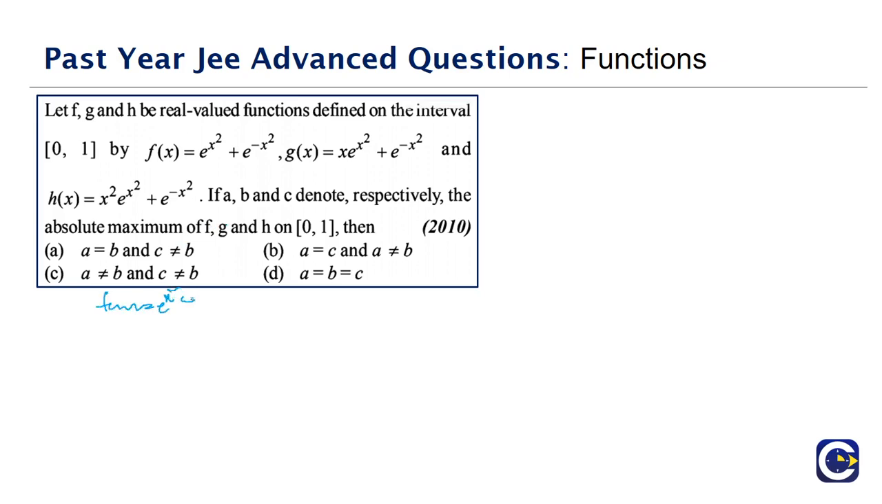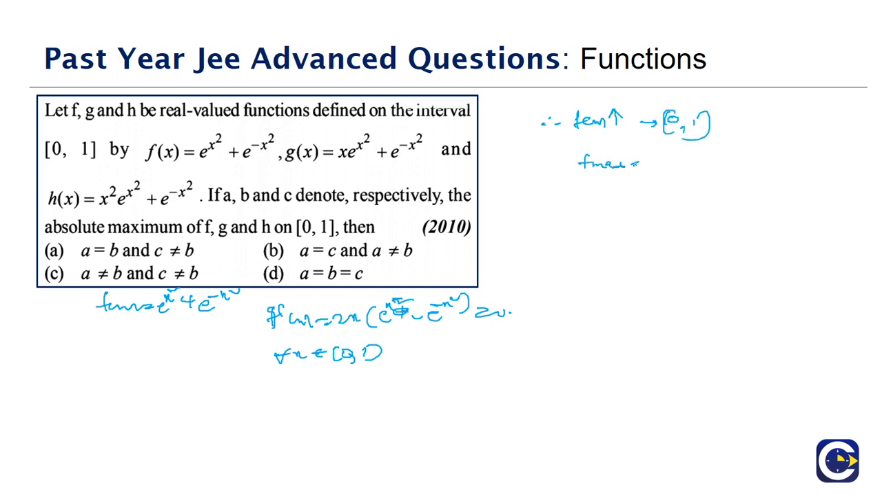F of x is equal to e power x square plus e power minus x square. F dash of x is nothing but 2x into e power x square minus e power minus x square, which is greater than or equal to 0 for all x belongs to 0, 1. So therefore f of x is an increasing function on 0, 1. So f max is nothing but f of 1, which is nothing but e plus 1 by e, which is equal to a. G of x is equal to x into e power x square plus e power minus x square.